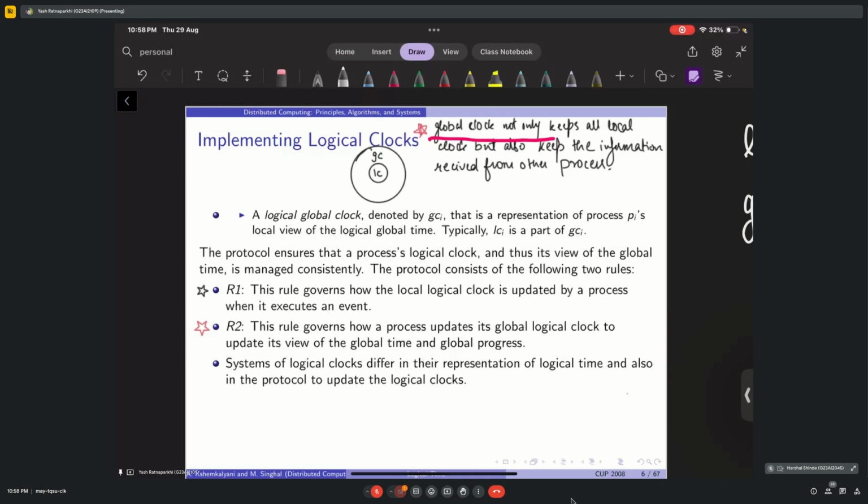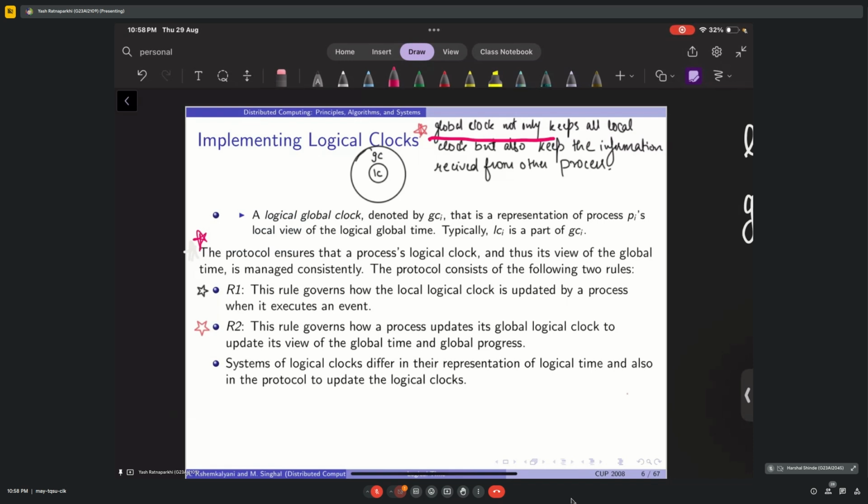So the protocol ensures, I'm coming to this point: the protocol ensures that a process's logical clock, and thus its view on the global time, is managed consistently. For this, a protocol consists of two rules. Guys, these two rules are very easy in themselves. If you just give yourself 5 minutes, you'll be able to understand this.